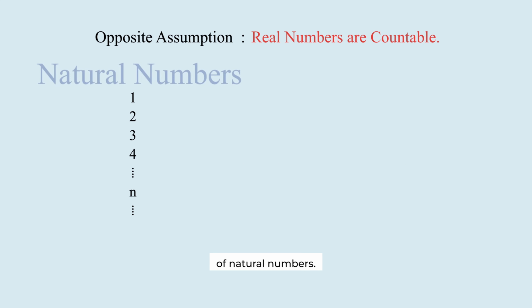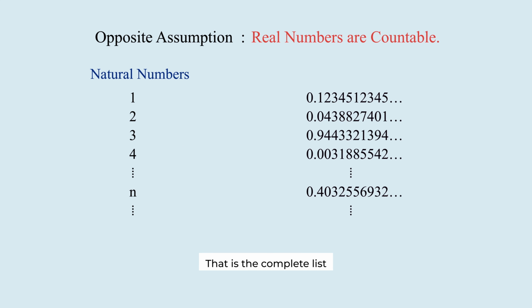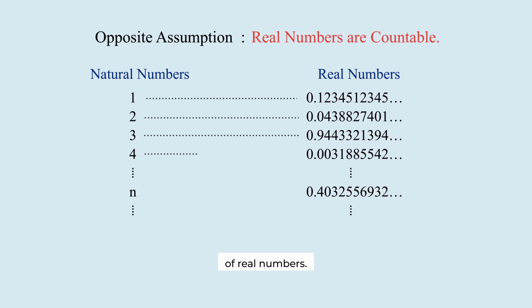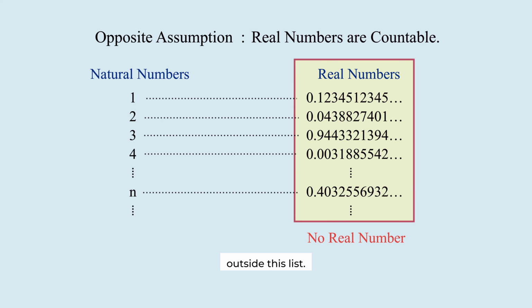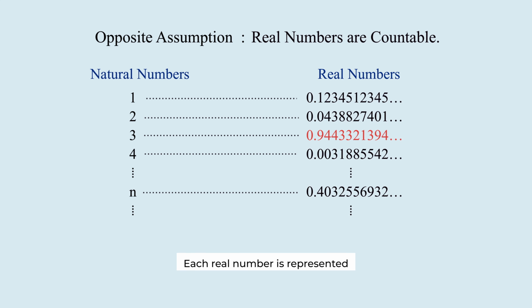This is the list of natural numbers. That is the complete list of real numbers. There would be no real number outside this list. Each real number is represented in decimal form: A1 for the first, A2 for the second, and An for the nth.